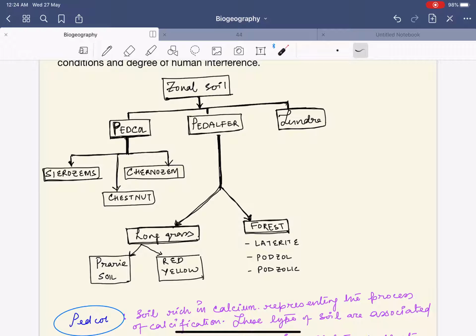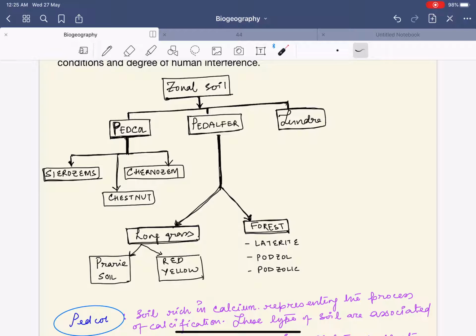The zonal soil, I have classified into pedocal, pedalfer, and tundra soil. The pedocal has again been classified into xerozem, chernozem, and the chestnut soil. Pedalfer into the long grass and forest soils and their individual classification. Last but not least, tundra.